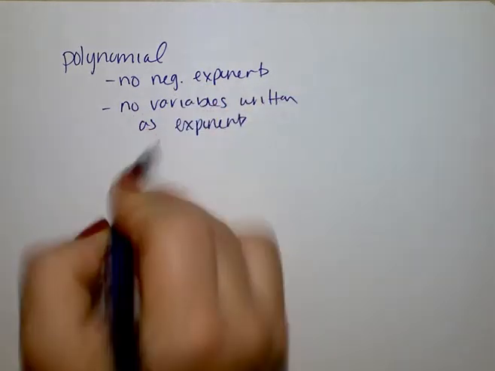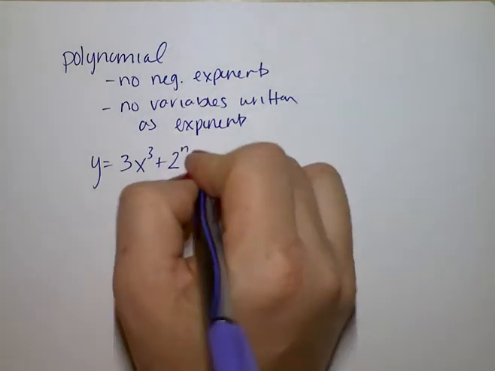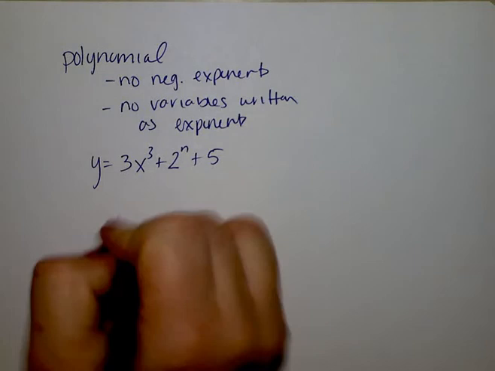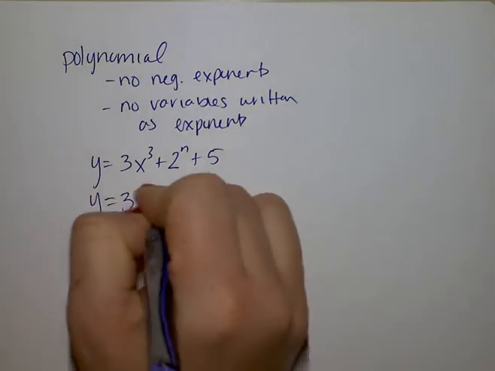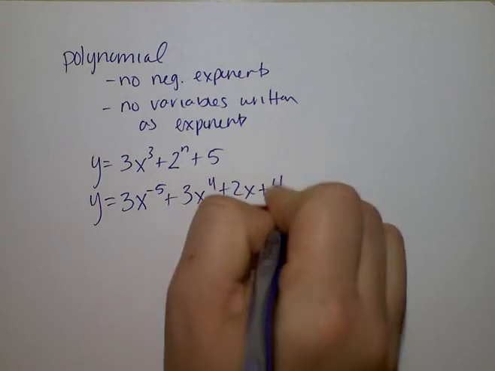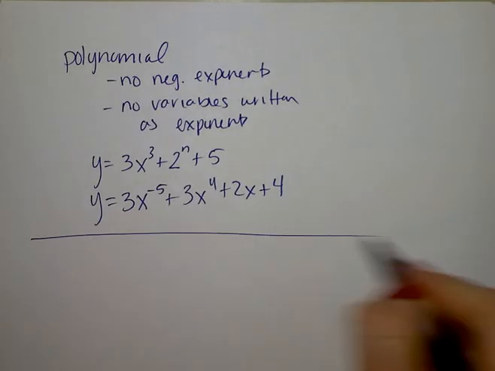So as an example, if I gave you something like this, this would not be a polynomial because I have a variable in the exponent position. This would not be a polynomial because I have a negative number written in the exponent position, okay? So it's an equation, but you can't have a variable written as an exponent or a negative number written as an exponent. So today we are going to do polynomial long division.